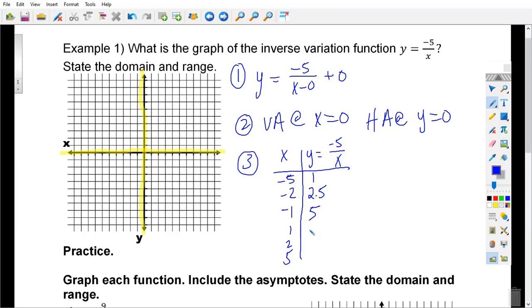What's -5 divided by 1? -5. What's -5 divided by 2? -2.5. What's -5 divided by 5? -1.